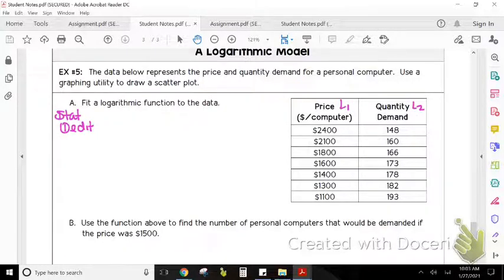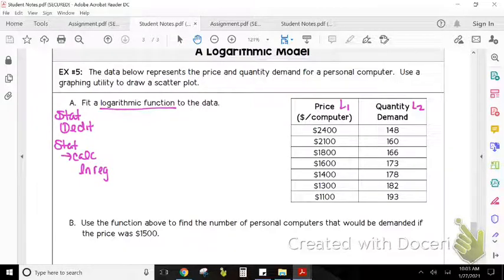Once we do that, we're going to go back to stat. We're going to go over to calc. And we want a log function. So you're going to go look for the one. There's not one that says log, okay? Logistic is different than log. The only one we have with the log is the ln regression, okay? So choose it.